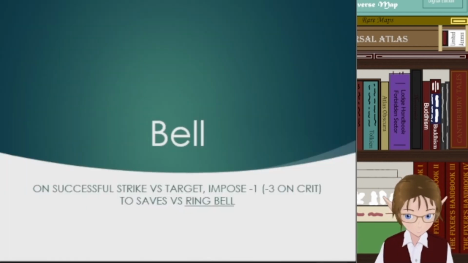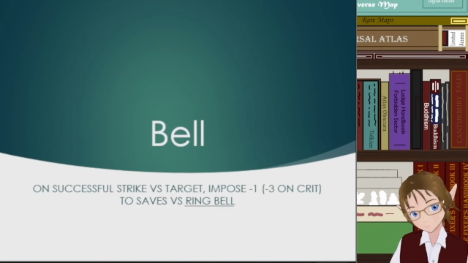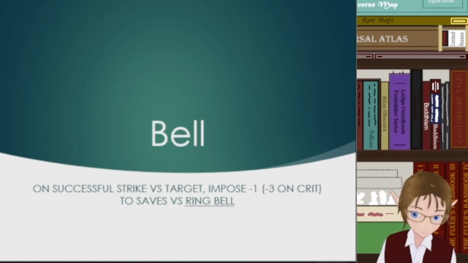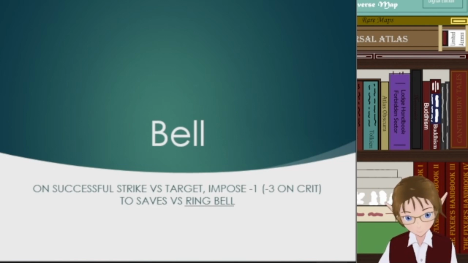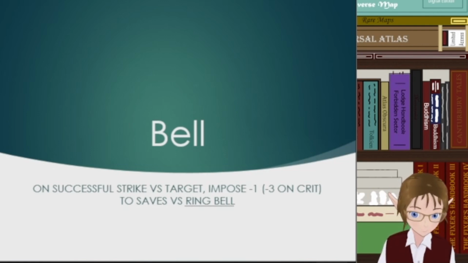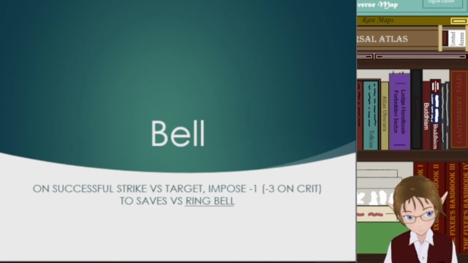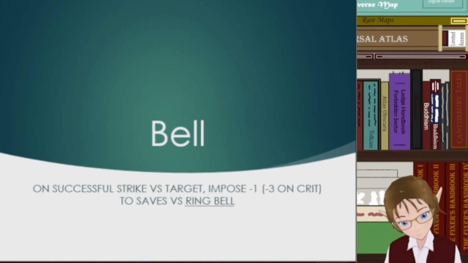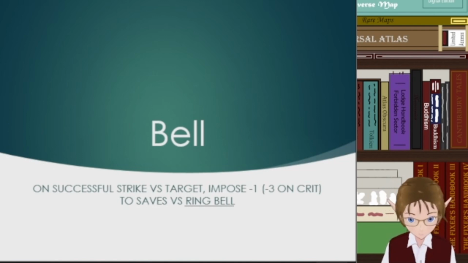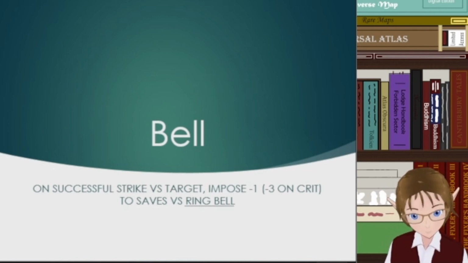The bell allows you to impose a penalty to the save versus your ring bell ability. So essentially it's just continuing to build upon that one feature. You can look at that ability farther in my other videos in this series, but I'm not going to recount it because it's not applicable to this specific video.